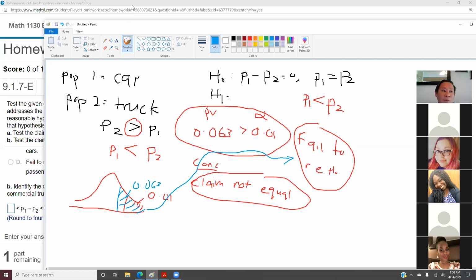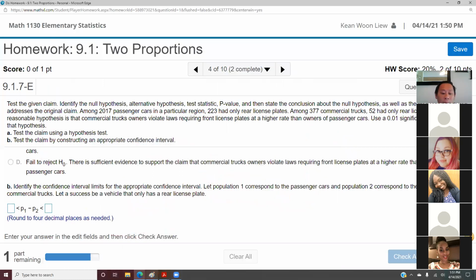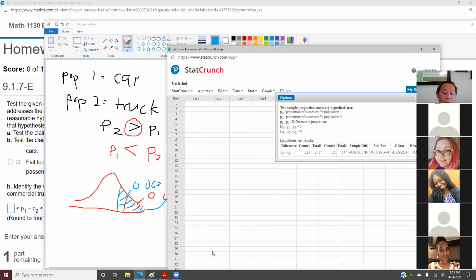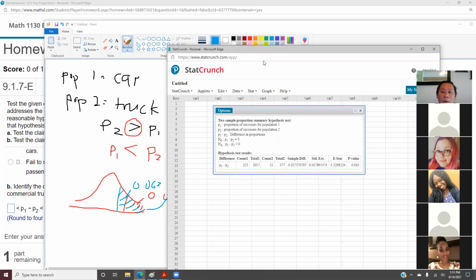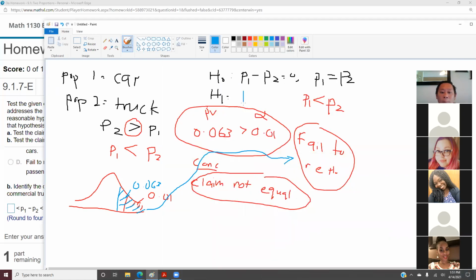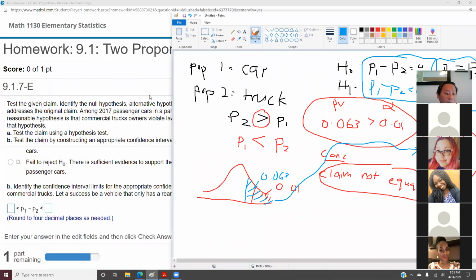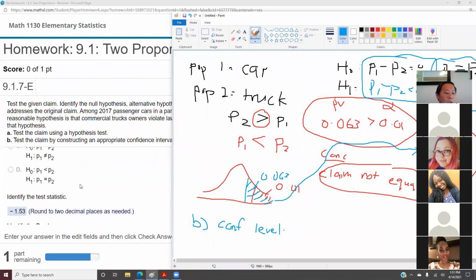That's the reason why we are doing two proportion stats here in your StatCrunch. So P1 minus P2 is less than 0, or you can say this. Again, there are two ways to write it. It doesn't matter to me. And then for the last one, in part B, you have to figure out what the confidence level is. So how do we figure out the confidence level? First thing first, tell me, is this a 1-tail or a 2-tail test?